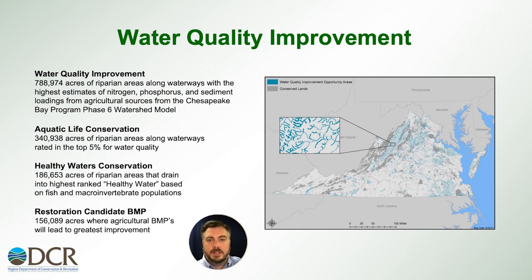The Restoration Candidate Best Management Practices data identify lands where, if agricultural best management practices are used, improvements to water quality would be greatest, according to DCR's Healthy Waters program.